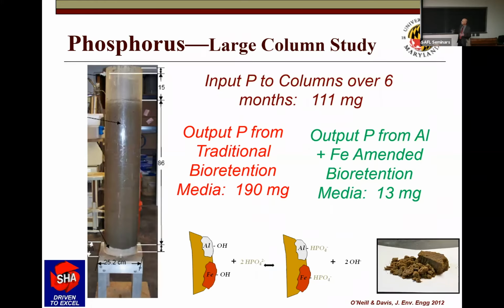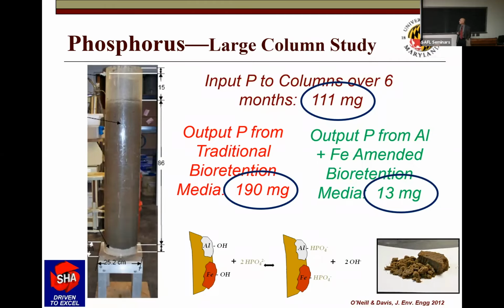So we started with some simple studies and worked our way up to these larger column studies. This was one of the large column studies that we did a number of years ago. We input our phosphorus over about a 6-month study. The total input was 111 milligrams of phosphorus. We had 2 columns side by side. One was our original bioretention material at that time, which contained a little bit of leaf compost. And then the exact same material, which contained 5% water treatment residual. The output from the traditional was 190, more than what we put in. The output from the one that was amended was 15. So a huge difference in the phosphorus removals, or in this case, actually the leaching of phosphorus between these 2 columns. So that was very promising to us.